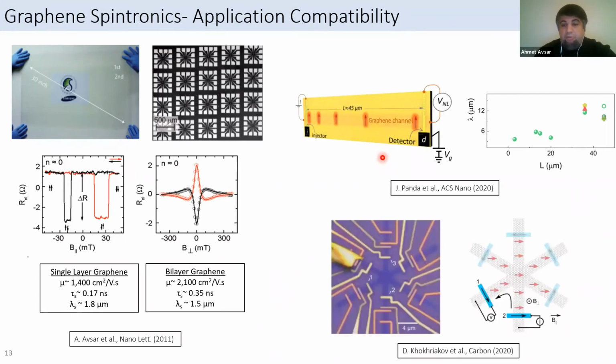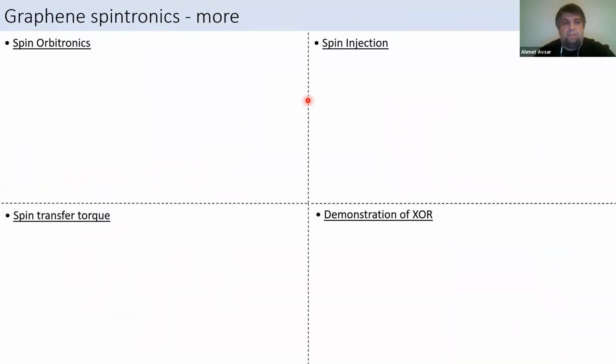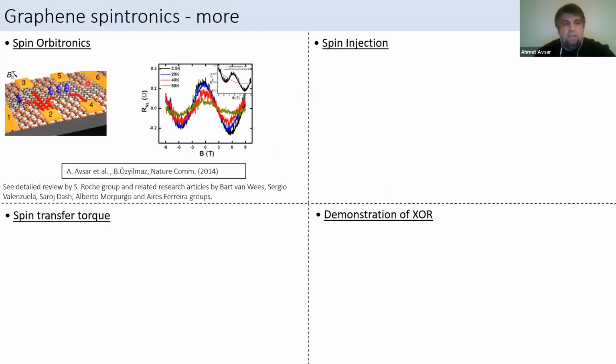One of the first very nice demonstrations came from the Saroj Dash group from Sweden, and they realized this kind of complex device circuits, and they showed the communication between the different arms. I think it's a very important demonstration towards the application of graphene spintronics. Besides that, there is more in graphene spintronics. Indeed, there is spin orbitronics, as I mentioned. Iris gave a nice talk, Saroj gave a nice talk about this.